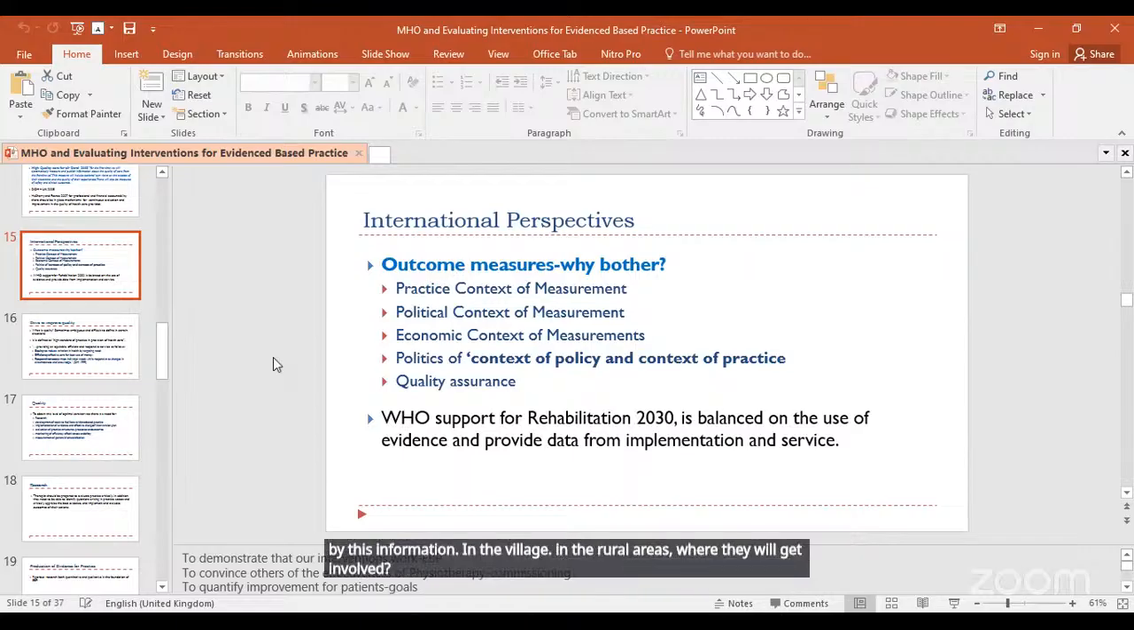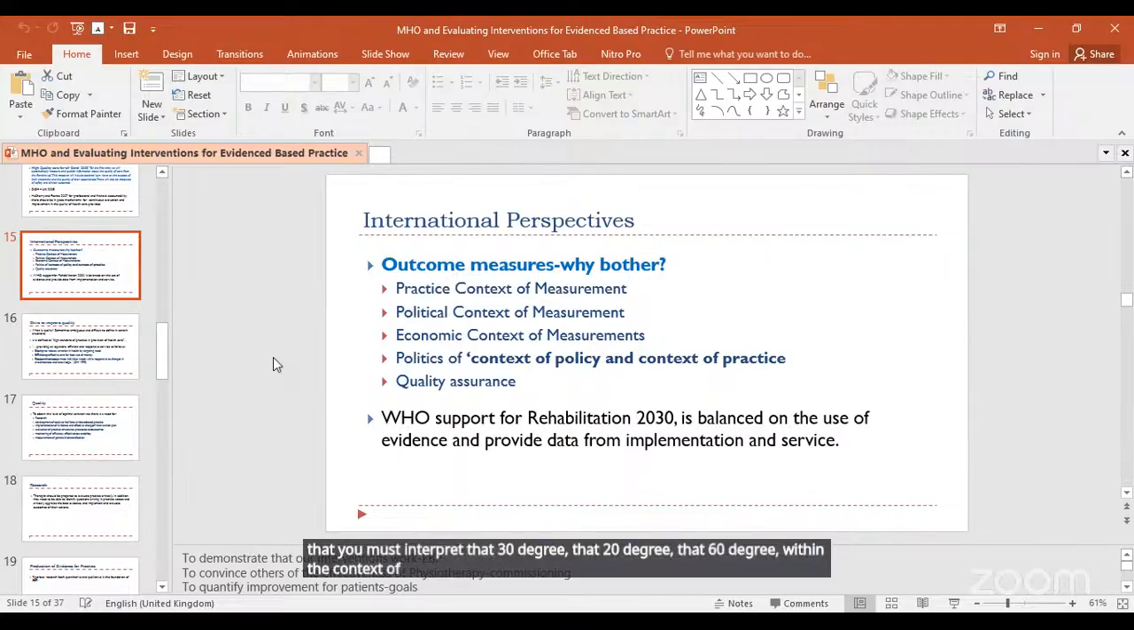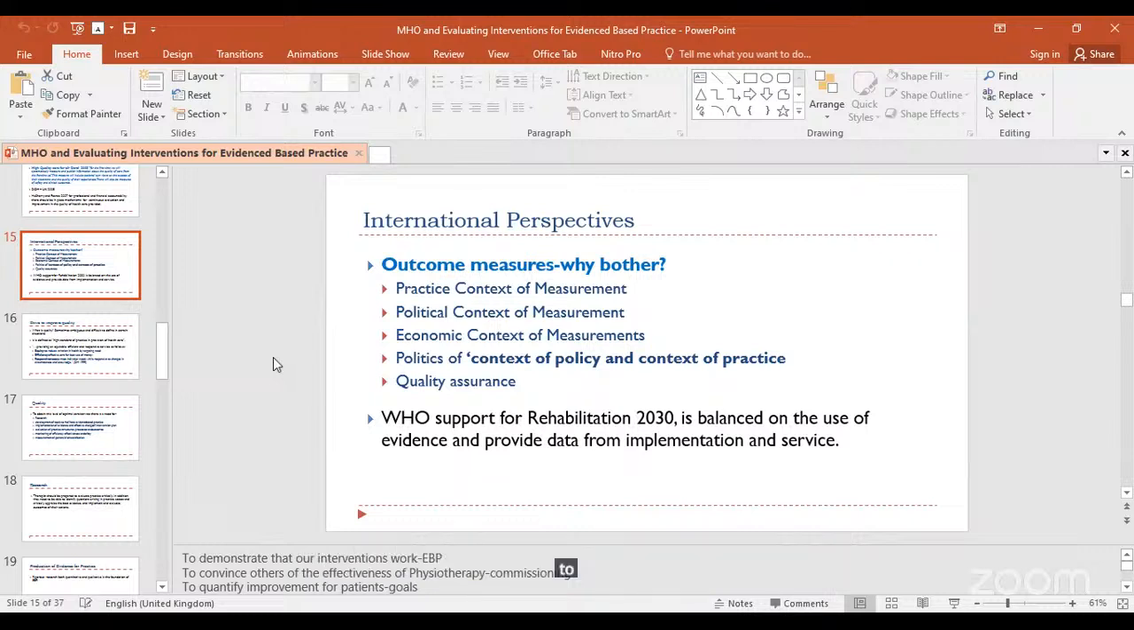Then you must interpret that 30 degree, that 20 degree, that 60 degree within the context of what benefits it will bring to the population. That is measuring health outcomes. So the same information, I can use it. The way I will present it to the CMD is not the way I will present to a politician. If I wanted grants, it's not the same way I present it to my professional colleague.